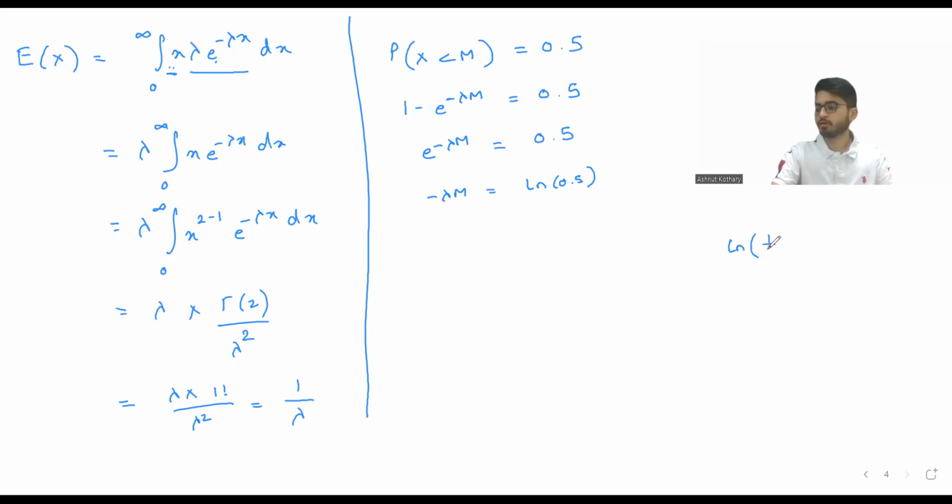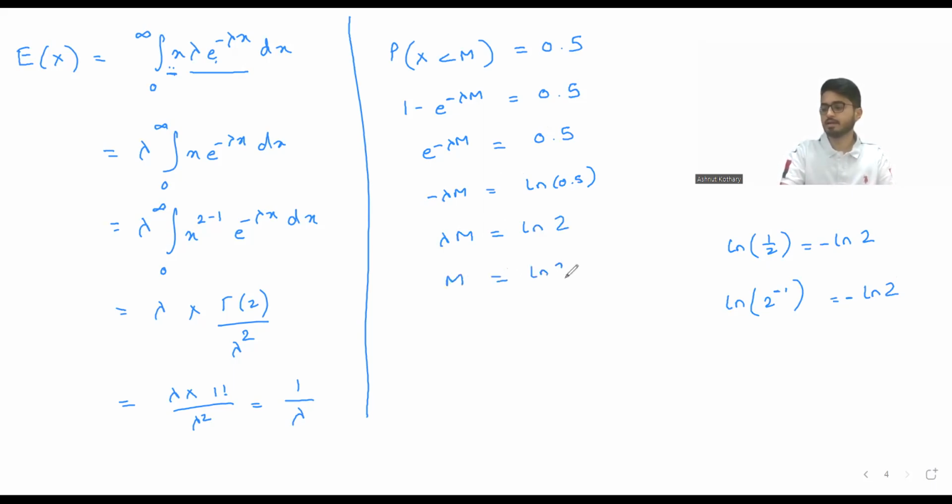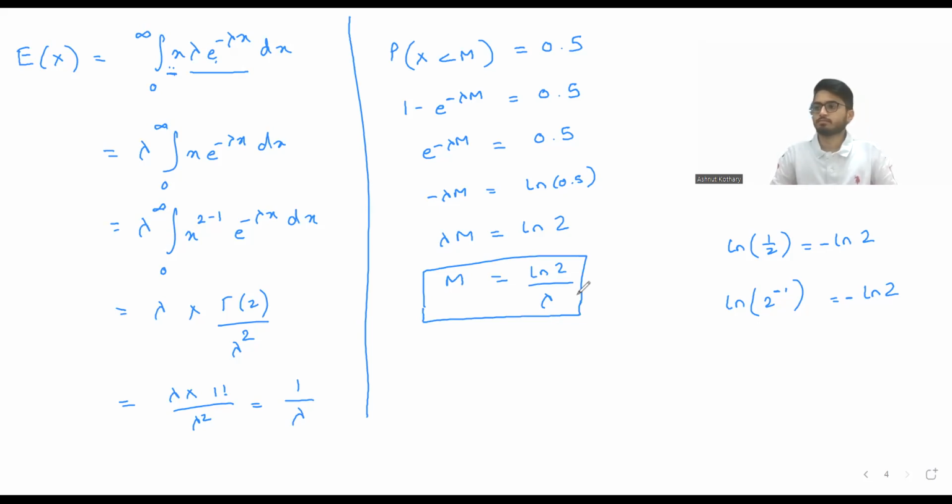Ln of 1 by 2 is nothing but minus ln 2. How do we get this? Ln half is nothing but ln 2 to the power minus 1, which comes out to be minus ln 2. So what I have is lambda m is nothing but ln 2, or my median is nothing but ln 2 by lambda. My median comes out to be nothing but ln 2 by lambda.